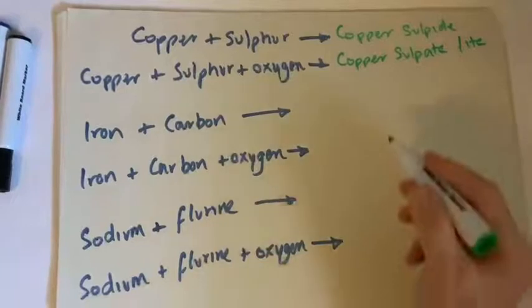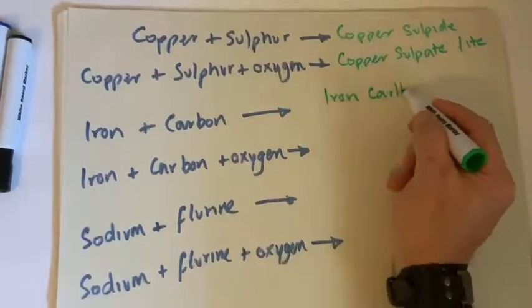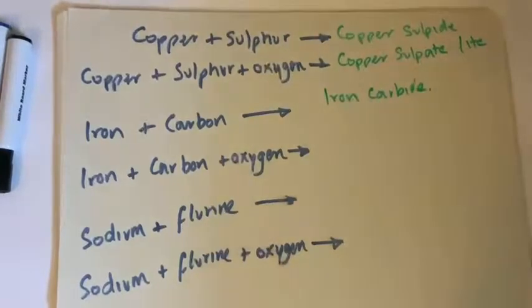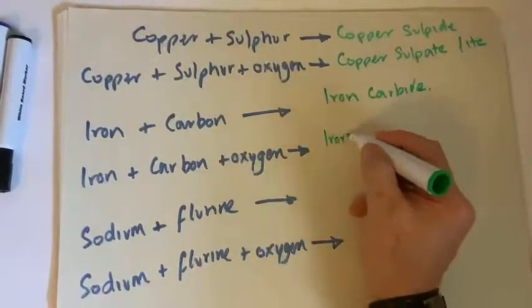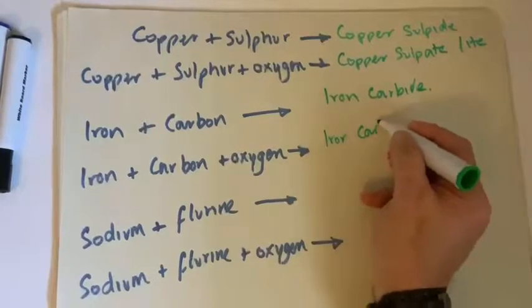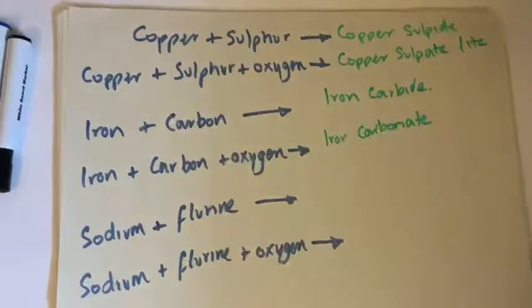Iron plus carbon will give us iron carbide, whereas iron plus carbon plus oxygen will give us iron carbonate or "-ite".